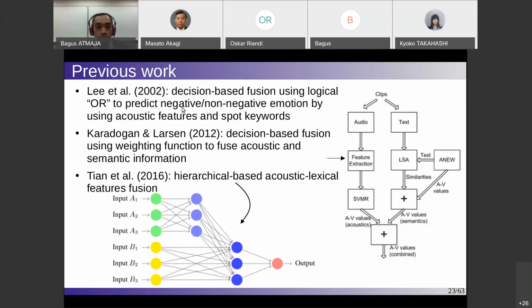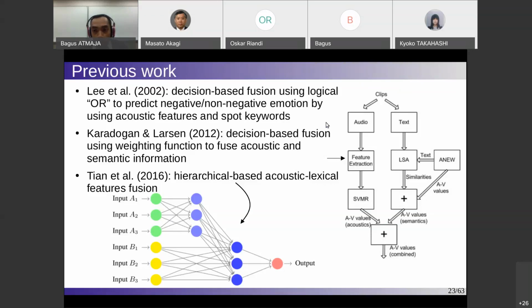So the idea is one of two information, acoustic or linguistic. For example, acoustic 1 and linguistic 0. So they use this decision to predict the negative or non-negative emotion. And in 2012, Karadogan and Larson also proposed a similar decision-based fusion for acoustic and lexical information.